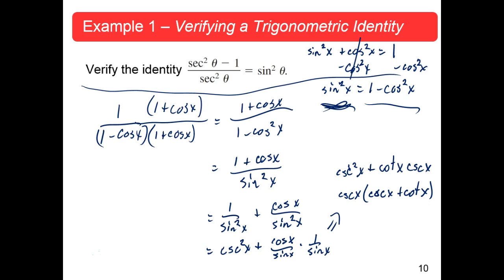Which is a good form too. They stopped right here and made it 1 over sine squared, which would be cosecant squared, times 1 plus cosine x. Now, that to me is a fine form too. All those are correct answers.